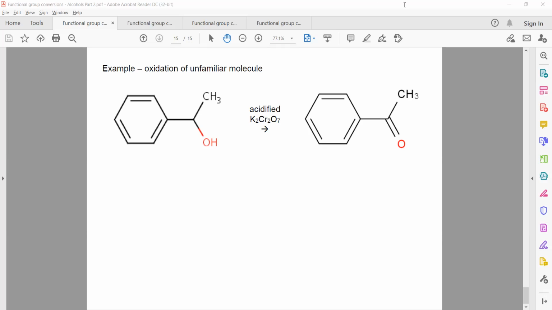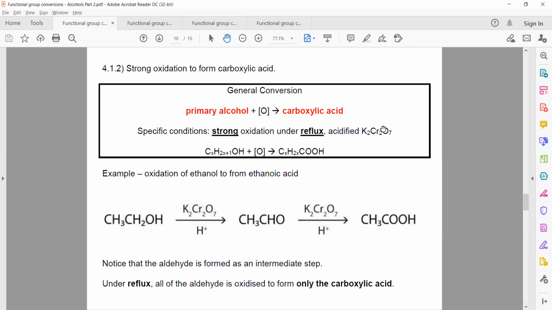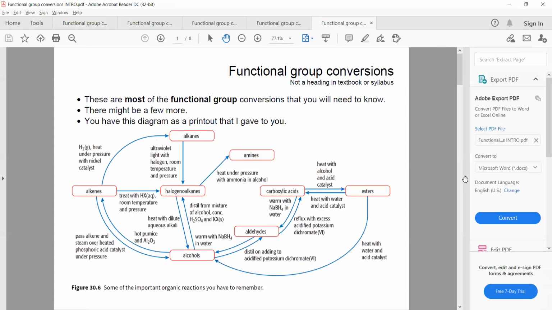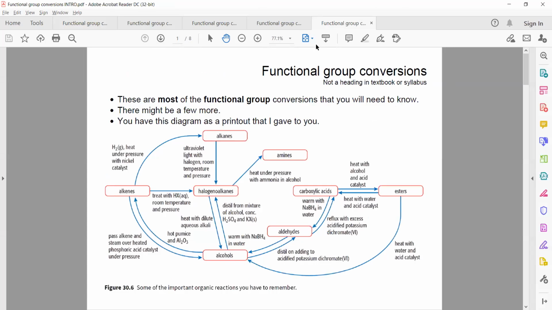Cool. As far as oxidation goes in terms of alcohols, that's basically all you need to know, is that you can take alcohols and you can make what we call carbonyls, or we can make carboxylic acids. So if you go back to your functional group, I'm trying to think if it's yeah, it's this one over here. We can now start having a look and seeing.